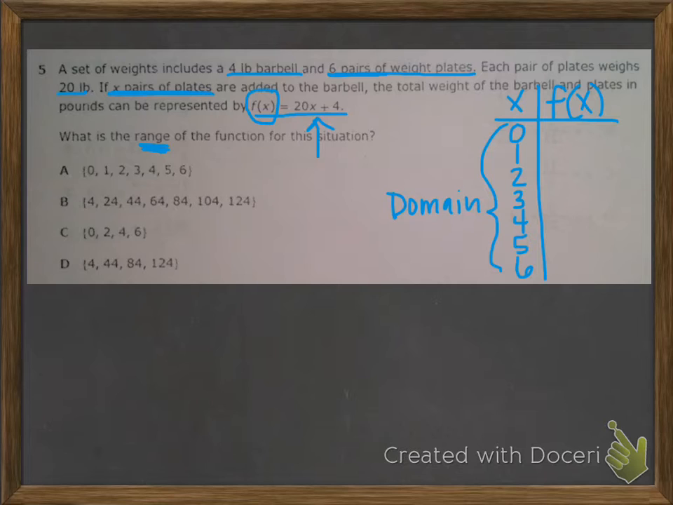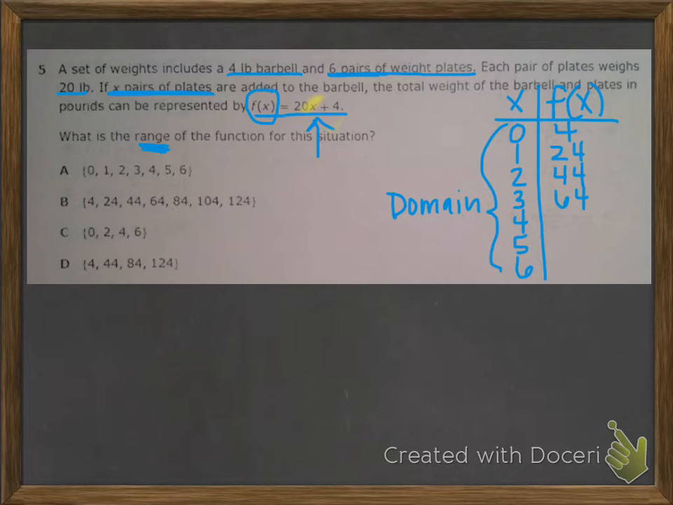I'm going to put my x values right here where x is. So let's start with 0. 20 times 0 is 0, plus 4 gives me an output of 4. Let's try 1. 20 times 1 is 20, plus 4 is 24. Let's try 2. 20 times 2 is 40, plus 4 is 44. Let's try 3. 20 times 3 is 60, plus 4, which is 64.